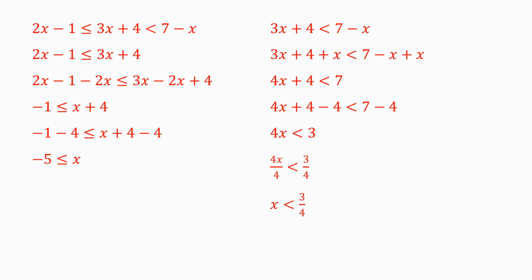Then now we combine the two inequalities, and we obtain x is greater than or equals to negative 5, but it's less than 3 over 4.